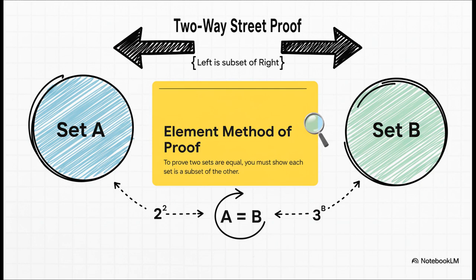We use a really clever and powerful technique, sometimes called the two-way street proof. The idea is simple. To prove two sets are equal, you just have to prove it's a two-way street. First, you show everything in the left set is also in the right one. Then you flip it and show everything in the right set is also in the left one. If you can prove both of those things, they have to be the exact same set.